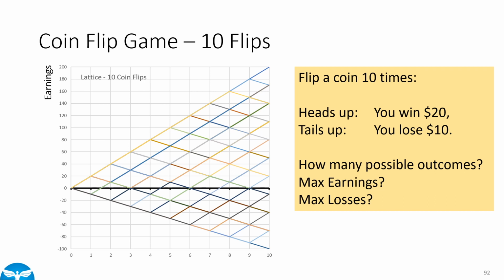So if you flip 10 times, and every time you have heads up you win 20, and every time tails comes up you lose 10, then there are a large amount of possibilities. I mean, you can follow this lattice here in many different ways. And then the end situation after 10 coin flips, there are, I think, 11 different outcomes, if I'm correct. You can verify that. And the paths to get there are many different paths that you can go to reach any of these points.